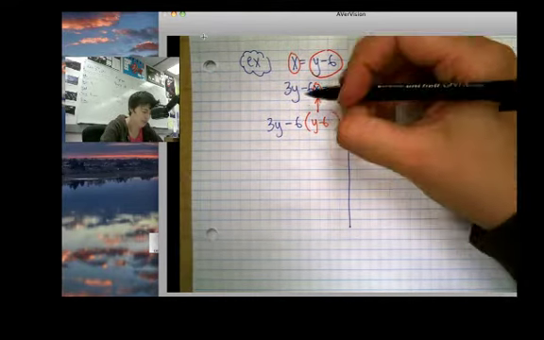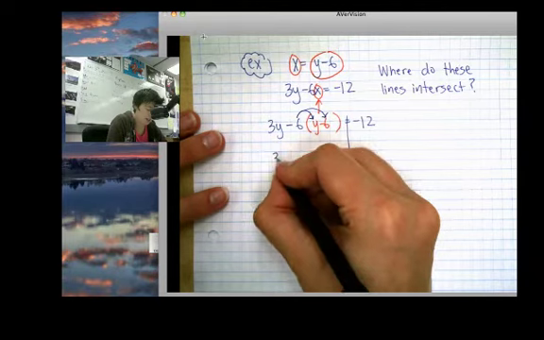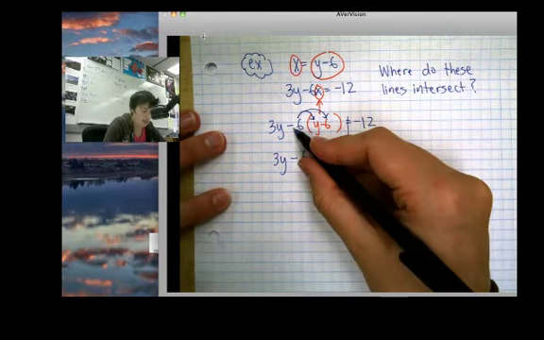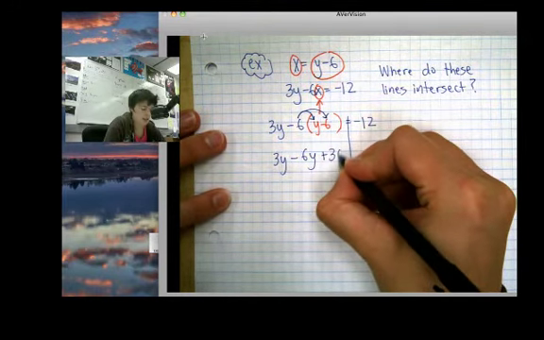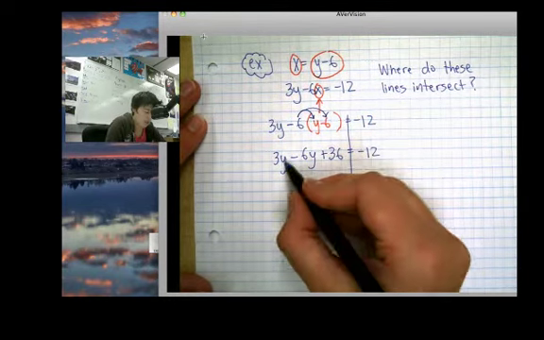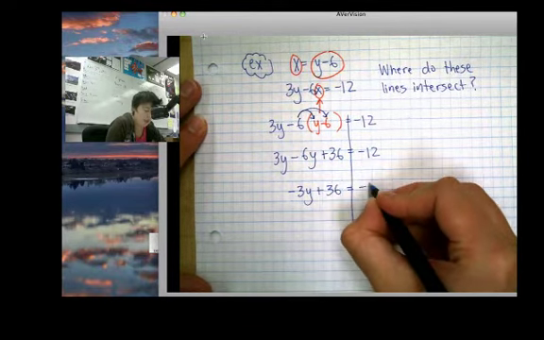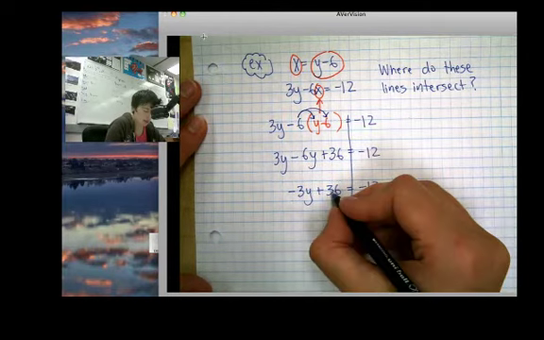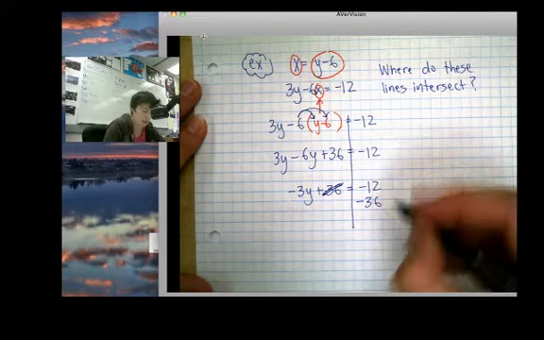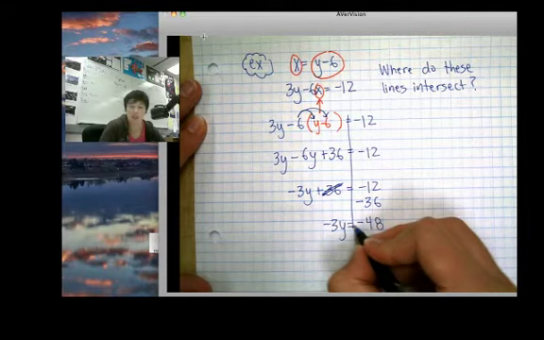So let's see. We're going to have to distribute negative 6 in here and multiply it by both of these. So we're going to have 3y minus 6 times y is 6y. Negative 6 times negative 6 is a positive 36 equals negative 12. Careful with your signs. So plus 36. And then 3y minus 6y is negative 3y plus 36 equals negative 12. Move the 36 over, so make it a subtracting 36 minus 36, and combine these negative 12, negative 36, that's negative 48. So negative 3y equals negative 48.